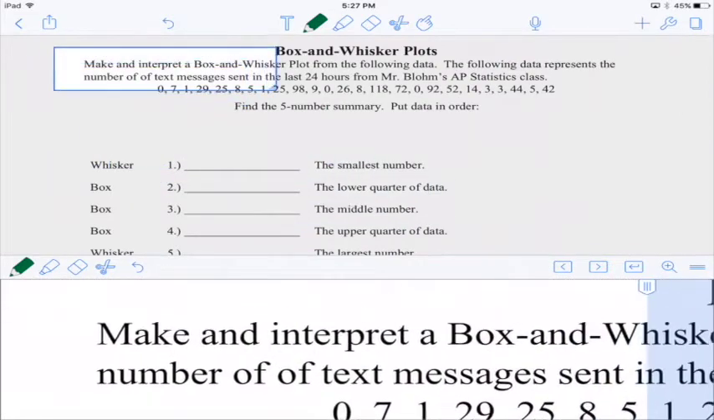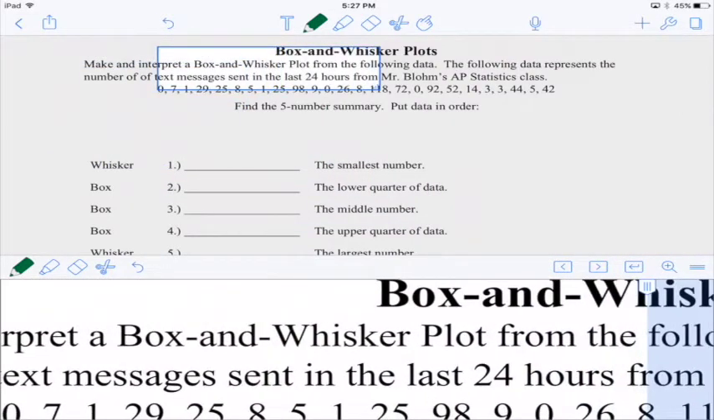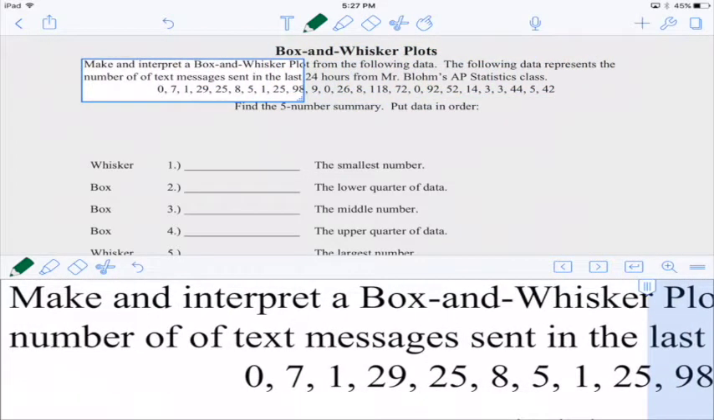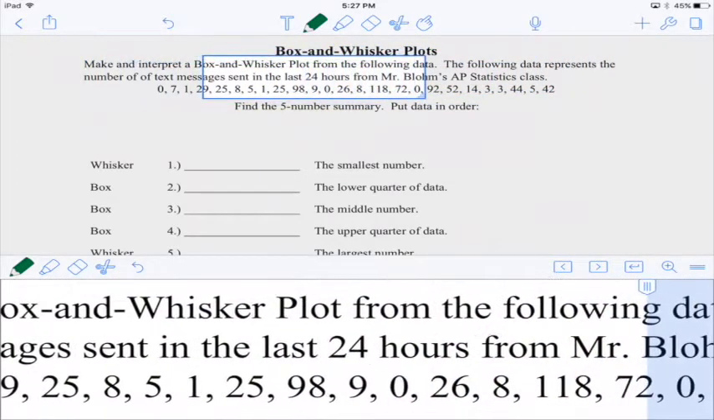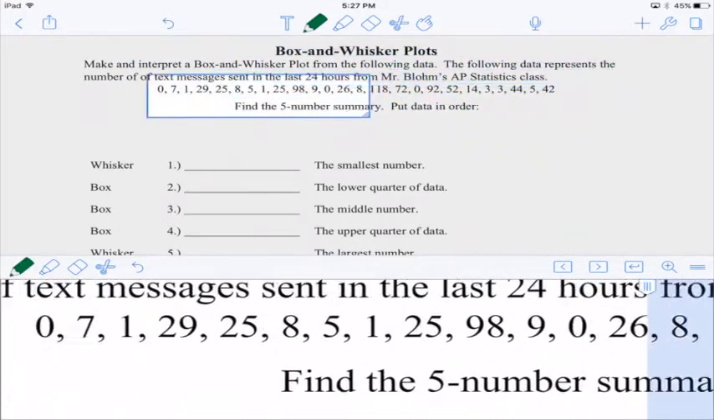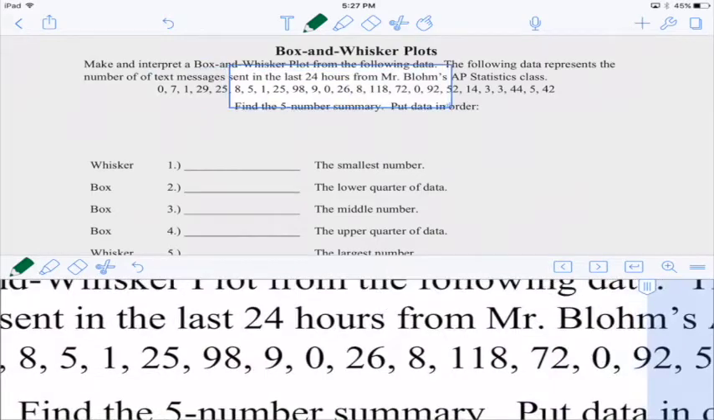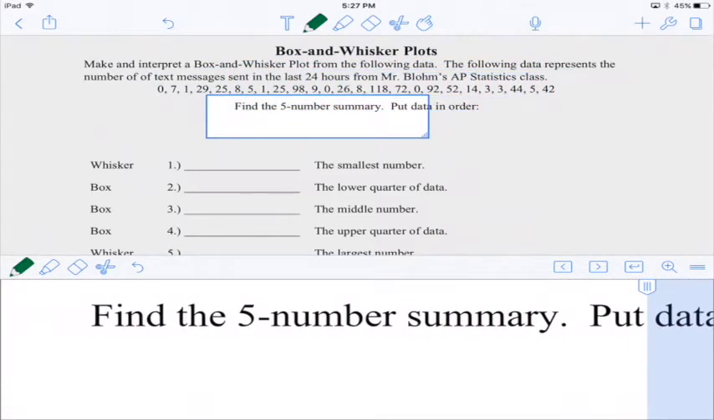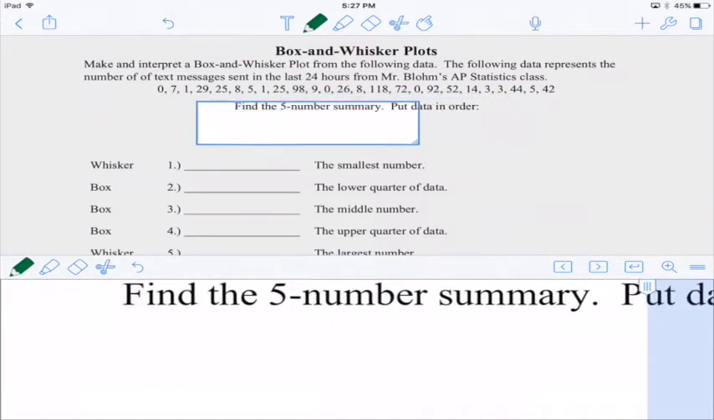So make and interpret a box and whisker plot from the following data. The following data represents a number of text messages sent in the last 24 hours from Mr. Bloom's AP Stats class. So we have all these numbers that are not in order. We need to find the 5-number summary, so we're going to put the data in order first.